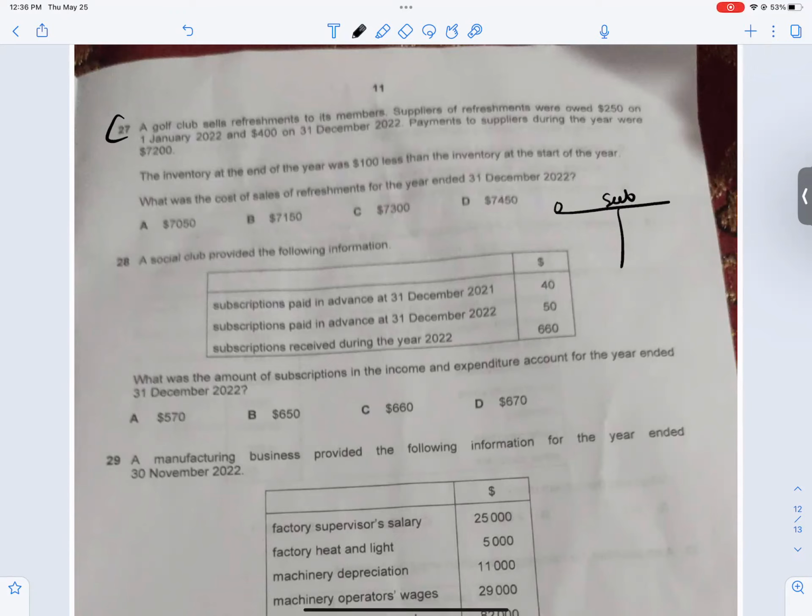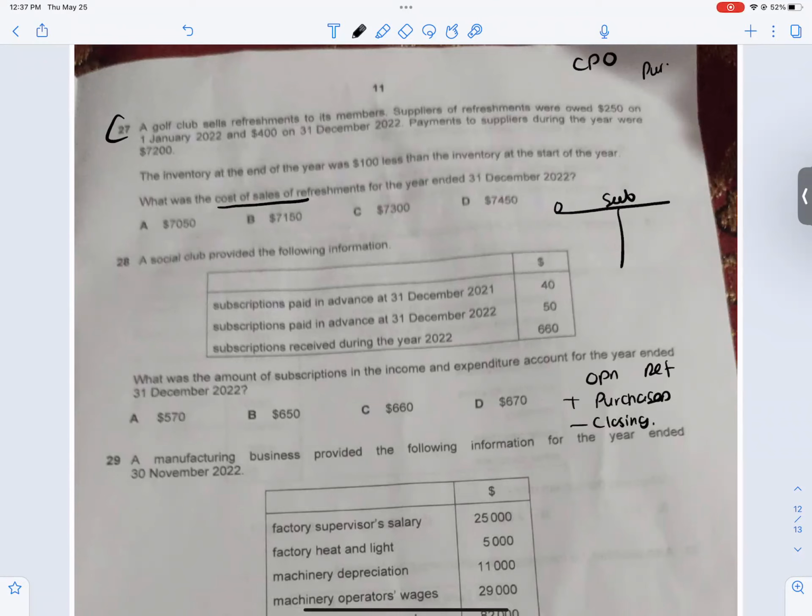But why do you want to make a subscription account? What are they asking you? Oh, you have to find the sales. Sorry, I didn't read the question. They want the cost of sales of refreshments. So when I find the cost of sales of refreshments, I will do CPO. Cost of sales means opening refreshments plus purchases of refreshments minus the closing refreshments.